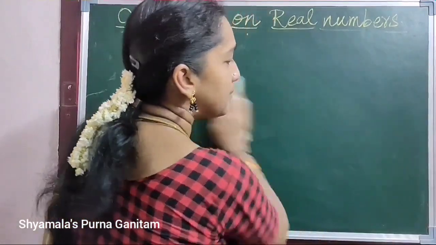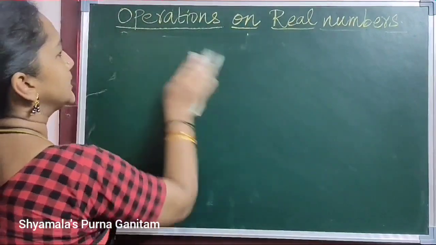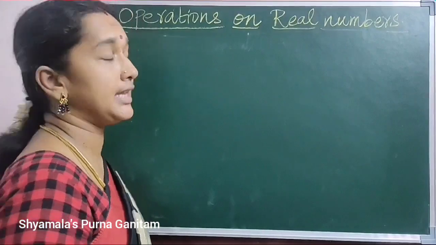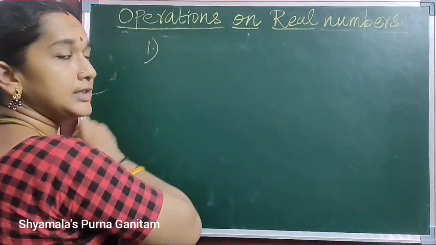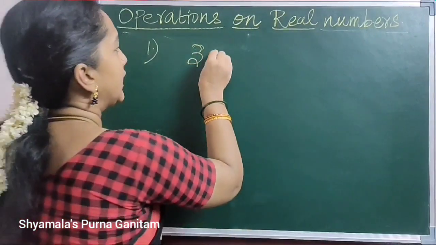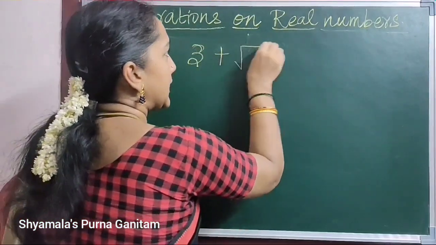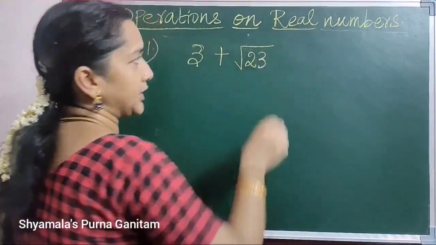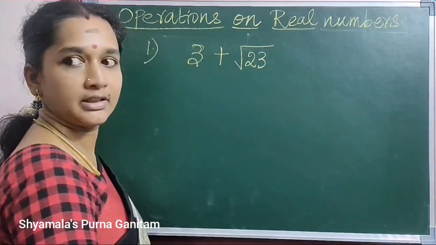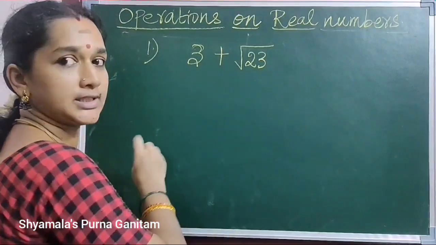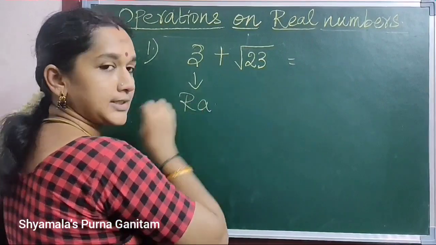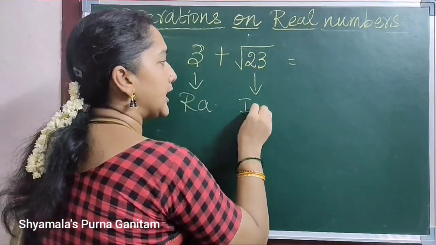First one is sum or difference. Sum or difference of a rational and an irrational number is irrational. For the first one, rational number 3. 3 is a rational number. When you are doing addition, any irrational number we take: 3 plus root 3. So, this is a rational number and this is an irrational number.